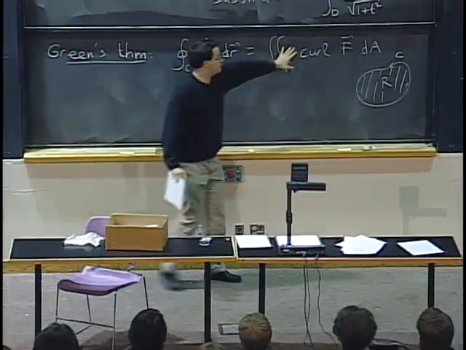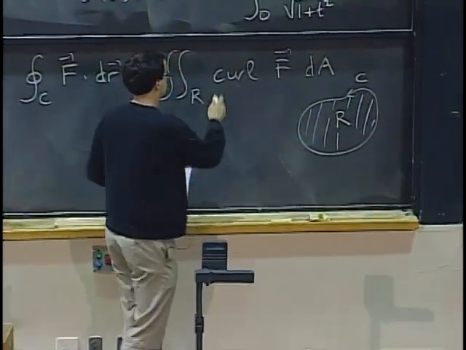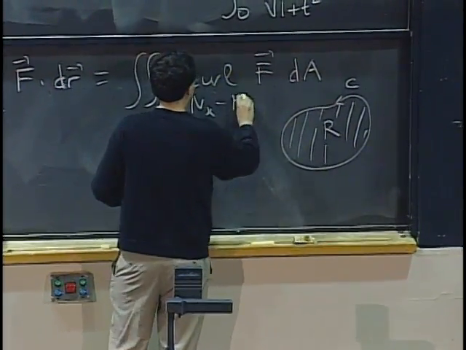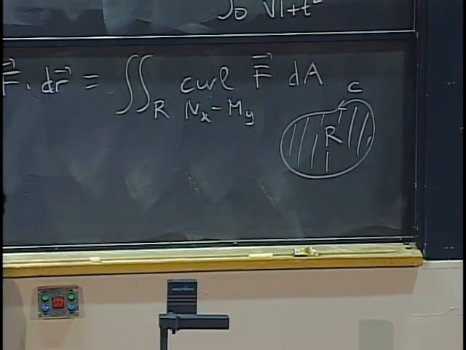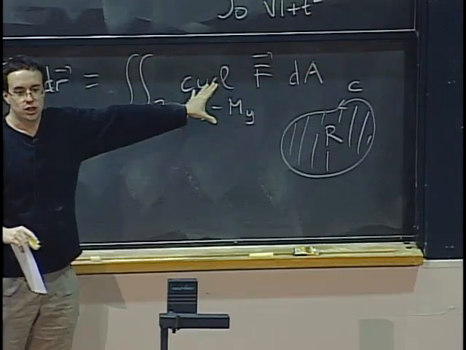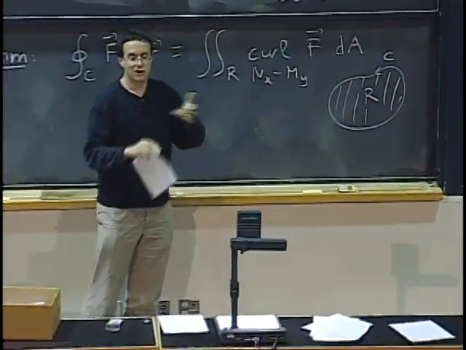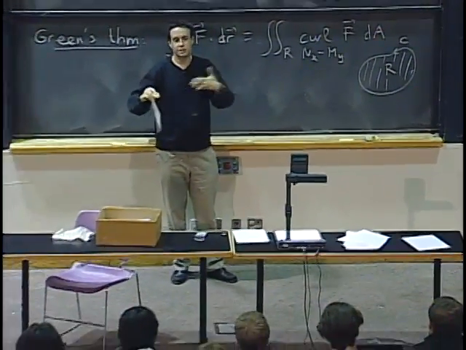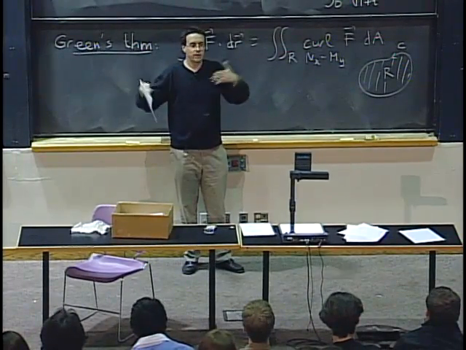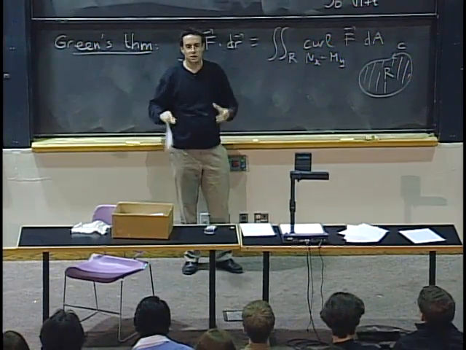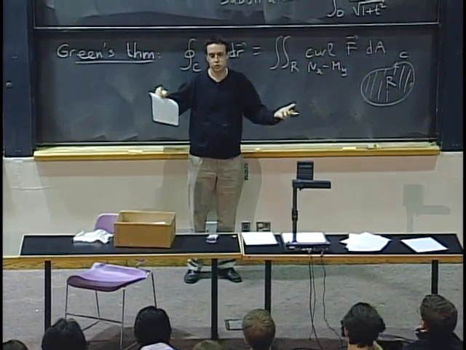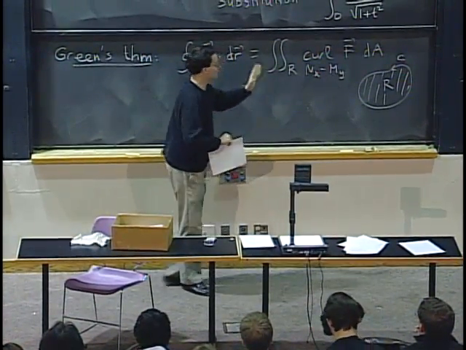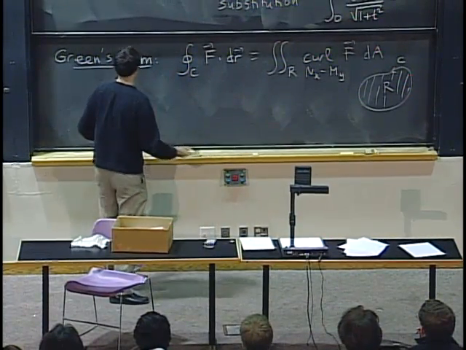And the fact that it says curl F is just Nx minus My, it's just like any function of x and y. The fact that we called it curl F doesn't change how you compute it. You have first to compute the curl of F, but say you find, I don't know, xy minus x squared, well, it becomes just the usual double integral of the usual function xy minus x squared. There's nothing special to it because it's a curl.